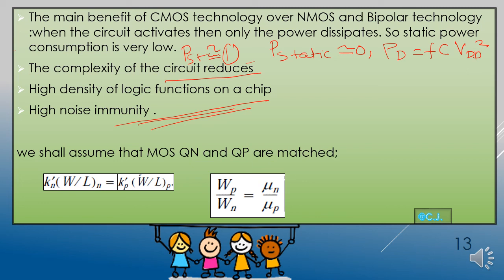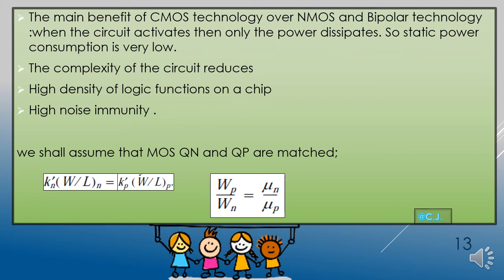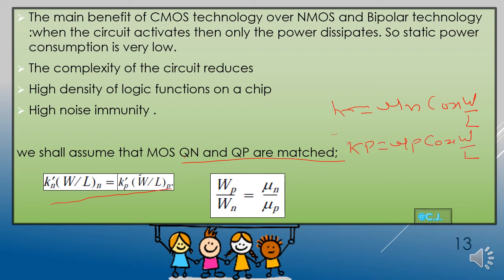And the interviewer can ask the question, what is your assumption? Your assumption is that Qn and Qp are matched. Matched means their transconductance values are equal. We have already discussed that transconductance value Kn is equal to mu n Cox W upon L, and Kp is equal to mu p Cox W upon L. We already know that mobilities are different, so area must be different.